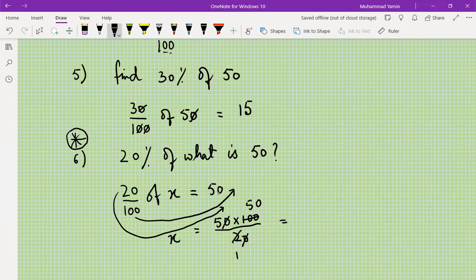We will get 250 as the answer. Meaning, if you take out 20% of 250, you get 50 as the answer.